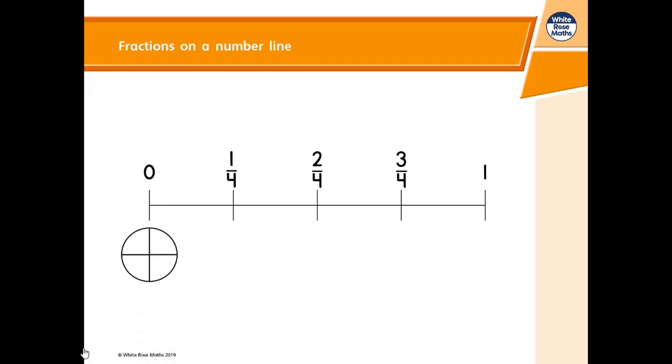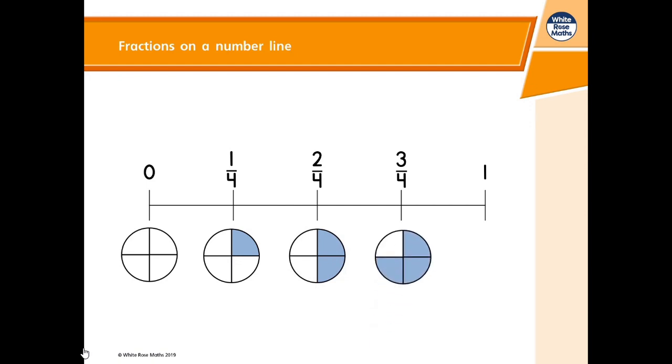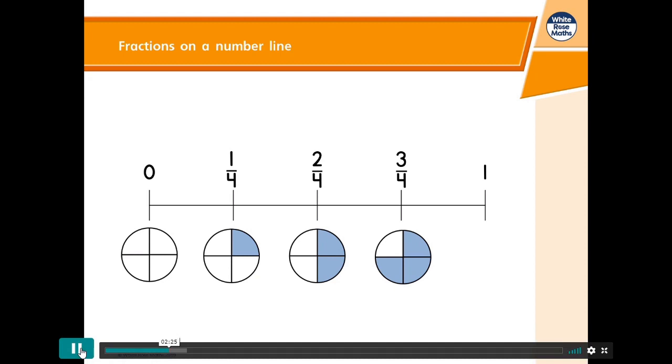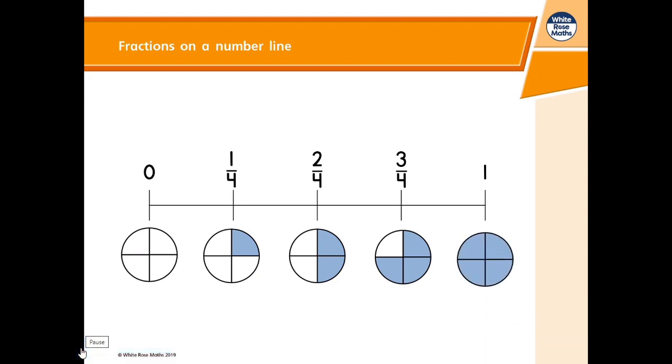If we think of a circle, and we divide that circle into 4 equal pieces, we've divided it into quarters. This circle represents 0. Here we show 1 quarter, 2 quarters, 3 quarters, and 1 whole. All 4 quarters have been colored in when we show 1 whole, which is why we also call it 4 quarters.